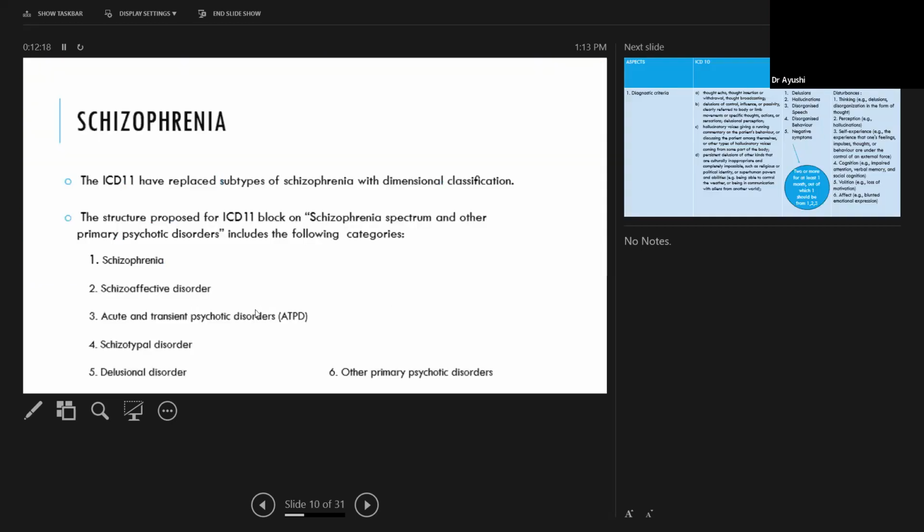First is schizophrenia. The ICD-11 has replaced subtypes of schizophrenia with dimensional classification. The structure proposed for the ICD-11 block on schizophrenia spectrum and other primary psychotic disorders includes schizophrenia, schizoaffective disorder, acute and transient psychotic disorders, schizotypal disorder, delusional disorders, and other primary psychotic disorders.